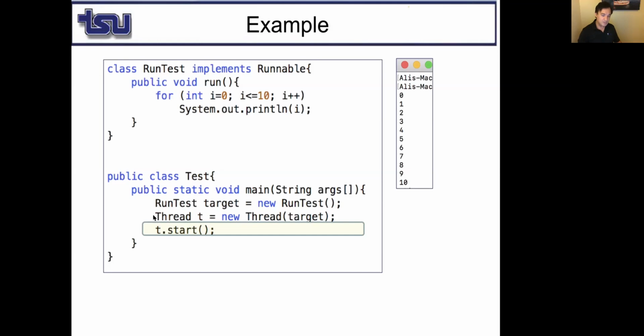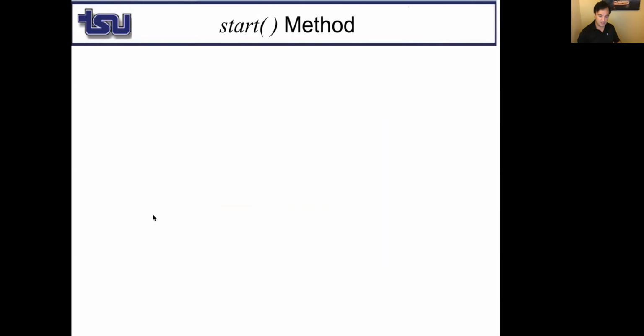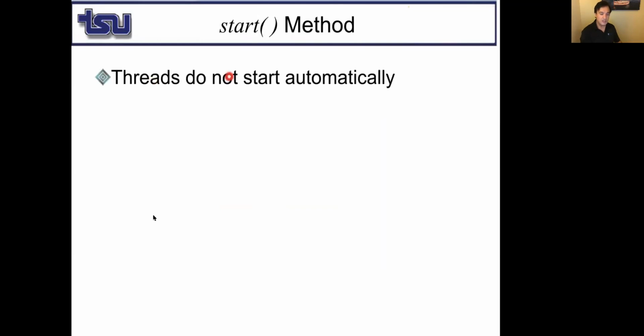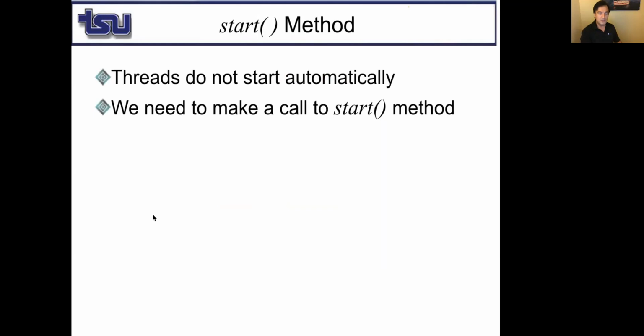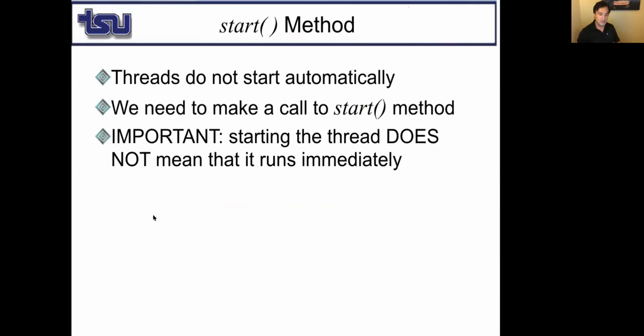So running a thread means making a call to the run method automatically. So I created this thread. This was my input parameter to the constructor. When I say t.start, it will start. When it runs, it's going to make a call to run method of what? Target, right there. Okay, so what is the start method? Let's talk about it. Threads do not start automatically. You need to make a call to the start method, but starting the thread does not mean that it runs immediately. There might be many reasons that it may not be runnable at the time.